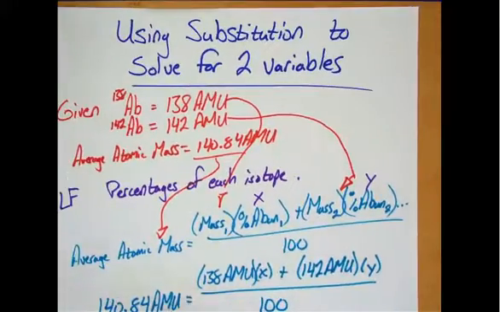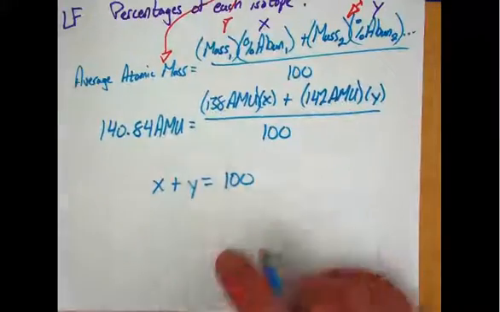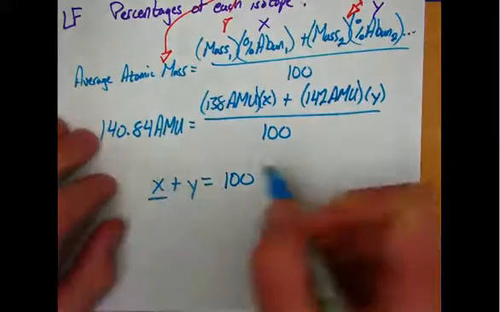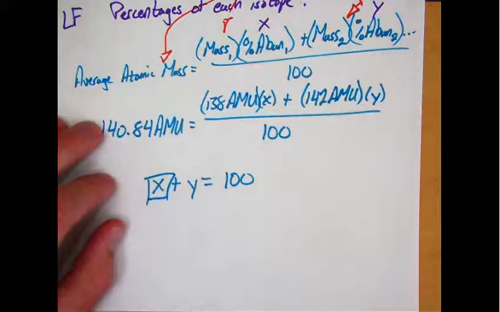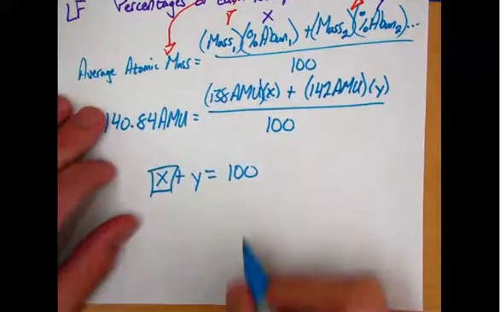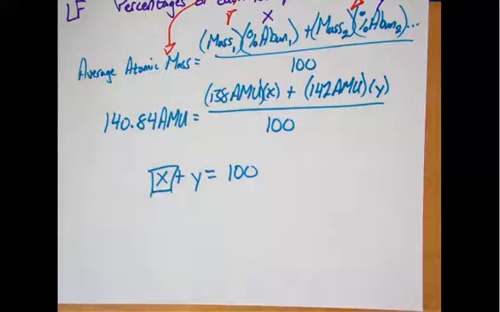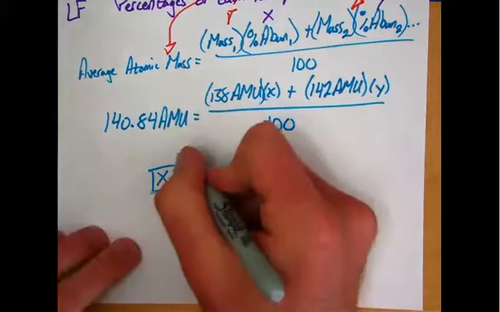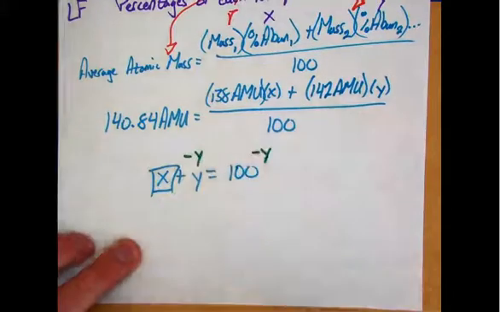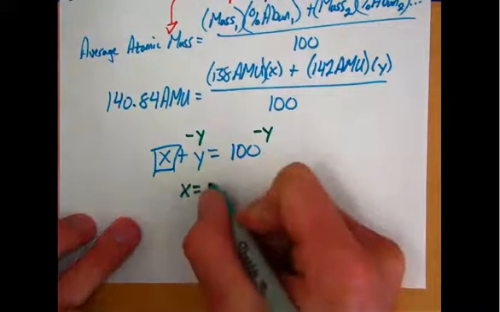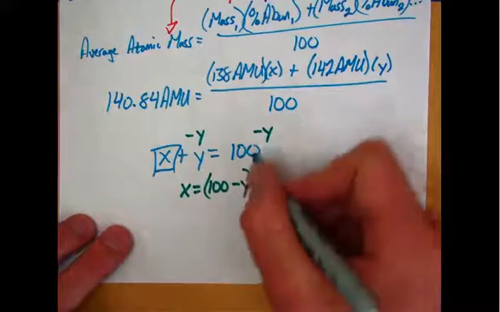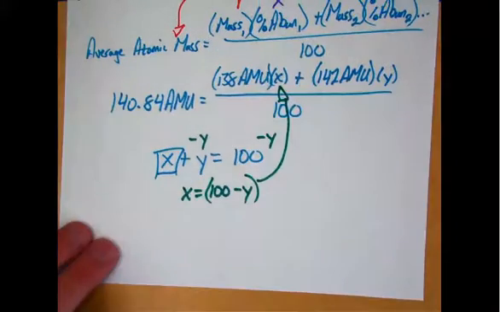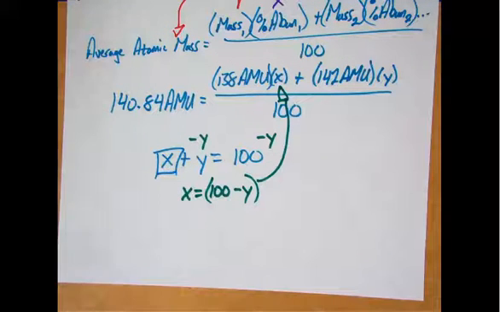Now, using substitution, we can solve for x in this equation and then plug that in for x in the above equation. So x plus y equals 100 gives us x equals 100 minus y. Now I can plug this quantity in for that x so that we're only solving for one variable at a time. So let's take a look at what that looks like.